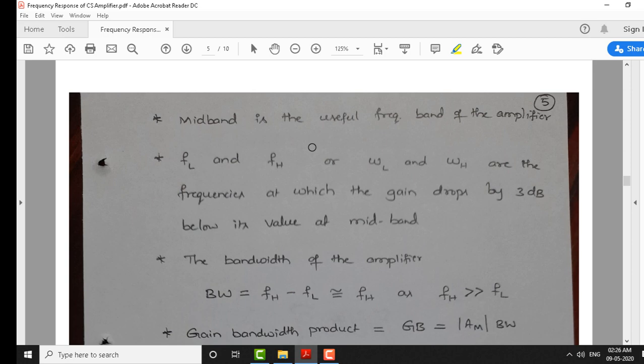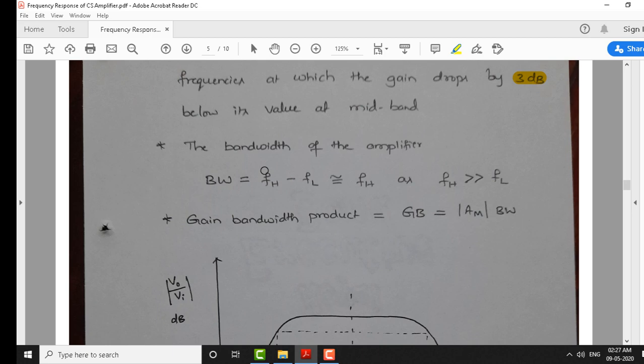So now let us summarize what we have discussed here. The mid band is the useful frequency band of the amplifier that we have told already. FL, the lower cutoff frequency, and FH, the higher cutoff frequency, or in terms of angular frequency, omega L and omega H in radians, are the frequencies at which gain drops by 3 dB. So these frequencies FL and FH can be estimated by decreasing the gain from the mid band gain by 3 dB. So we can identify these 2 points on the x-axis.